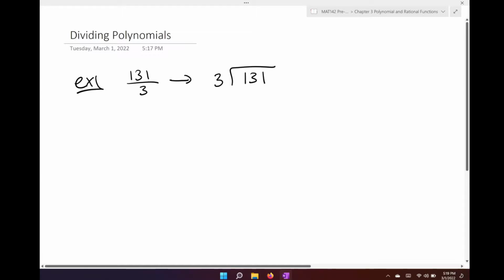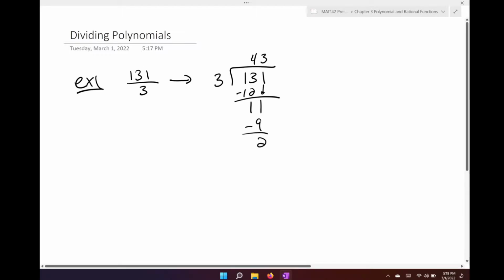we can go ahead and set this up in our long division format. And then we would say 3 goes into 13 4 times. That gives us 12. Then you subtract 13 and 12. You get 1. Carry down the 1. You get 11. 3 goes into 11 3 times. You would say 9. And then when you subtract, you get 2.